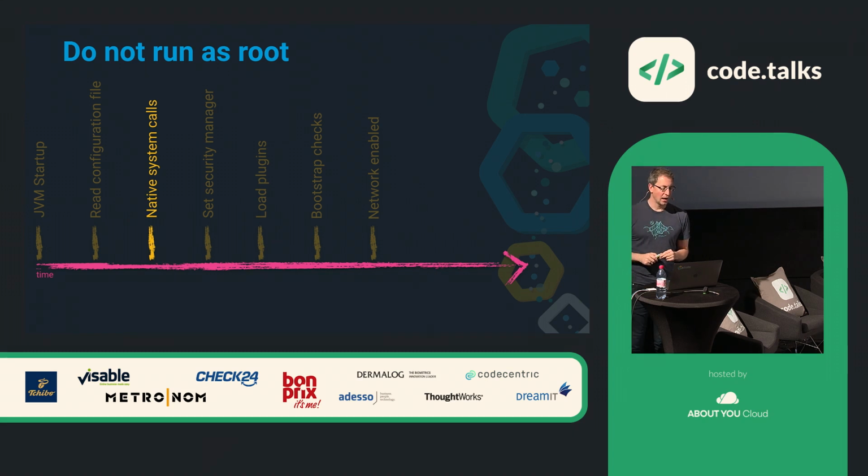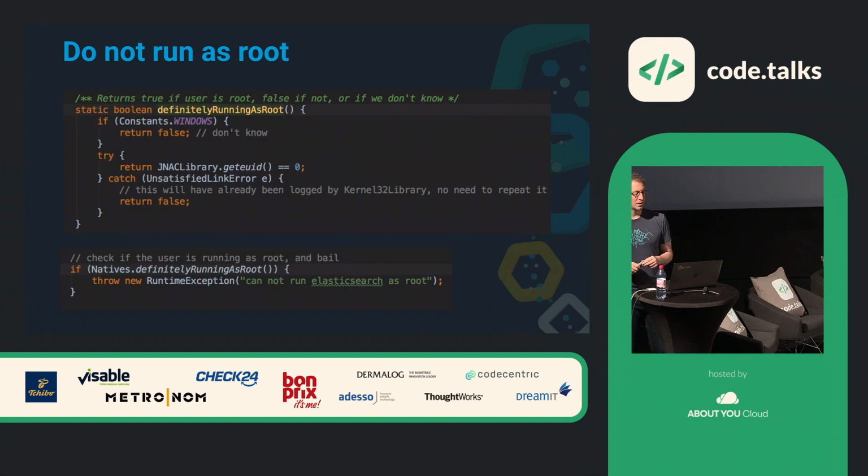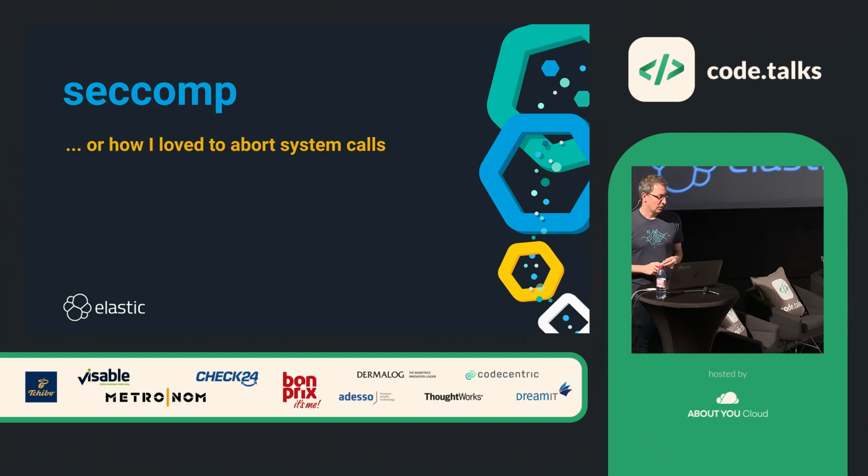And running as root is a bad idea for any software, basically. The way we solve this is as part of the startup within the native system calls. There's a simple method where we check, are we running as root? And if that's the case, we simply abort and tell the user, don't run Elasticsearch as root. You can see here that we do a native system call called getEUID. And that one returns 0 if we are root. You can also see that this check does not work under Windows, so we can't really tell for sure under Windows if this is on an administrator account, but this is basically what we did.